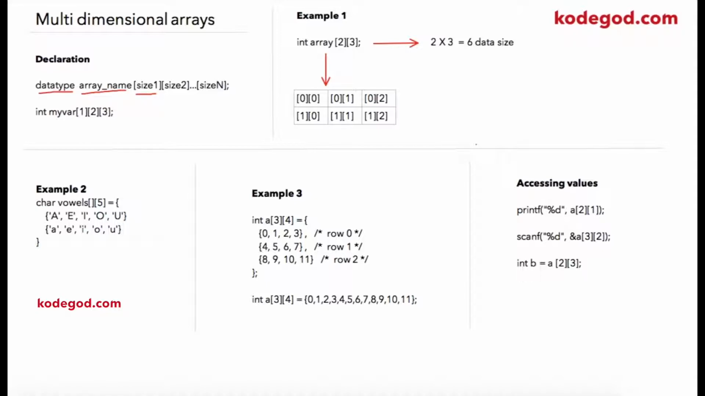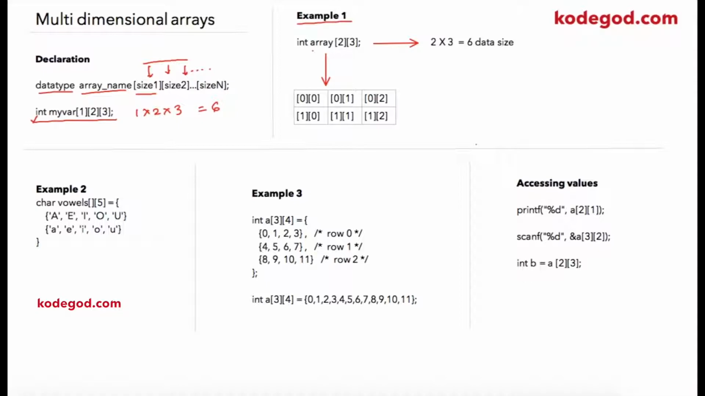Because we are saying these are multidimensional arrays, when we have two different sizes, those are two-dimensional arrays. If we have three sizes, then those will be called three-dimensional arrays and so on. Technically you can declare arrays with n number of dimensions. In this example, I have declared an array, named it myvar, and it is of type integer. It is a three-dimensional array. So the total number of variables that this array can store is 1 multiplied by 2 multiplied by 3, which will be 6.